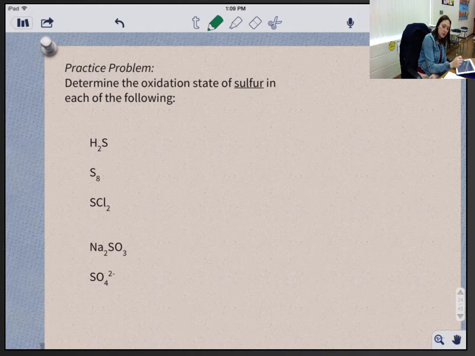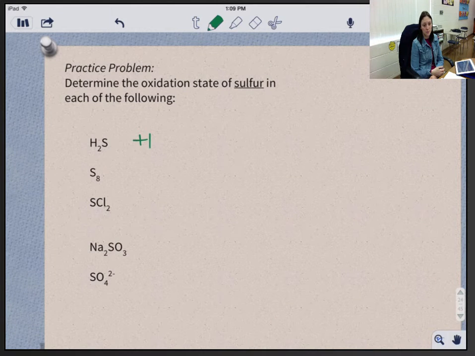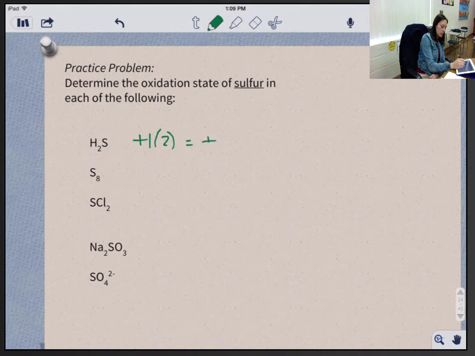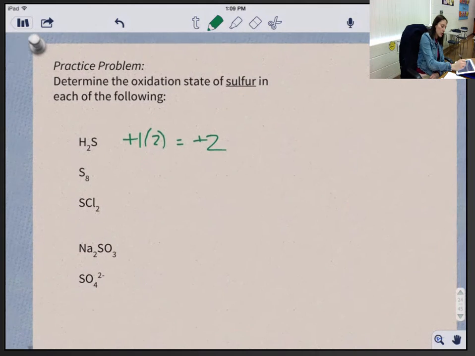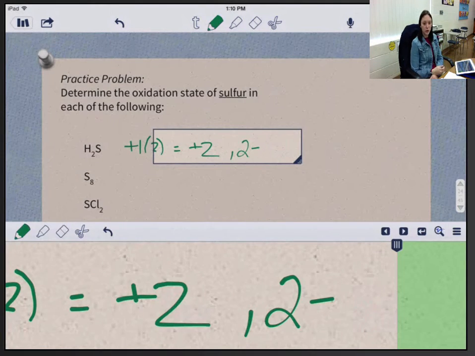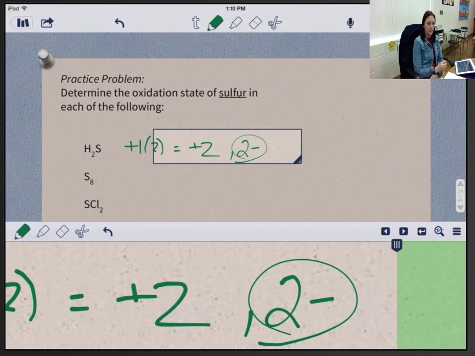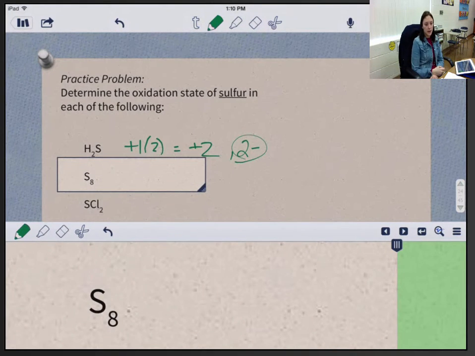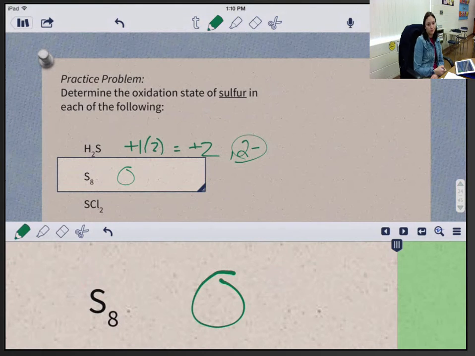So if I look at hydrogen, hydrogen is normally a 1+. It's with a sulfur. Sulfur is going to be negative here because it's with a nonmetal. So it's a 1+, I have 2 of them, so times 2, it's a +2. That means to balance out that +2, my sulfur has to have an oxidation number of 2 negative. So the sulfur is a 2 negative. Sulfur here is S8. Well, there's nothing but just S, so that would be in its elemental form. It's one of the elemental forms of sulfur. So sulfur's oxidation number here is just 0.